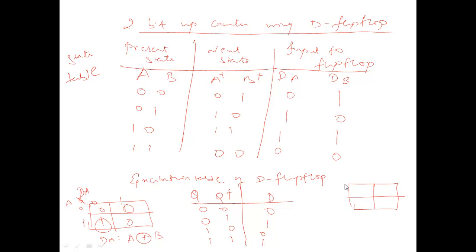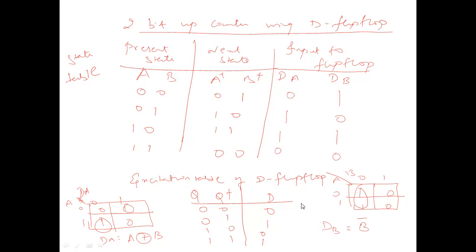So DB, this is A, B: 0 0, 0 1, 1 0, 1 1. So for 0 0 it is 1. For 0 1 it is 0. For 1 0 it is 1. For 1 1 it is 0. So you can realize it like this. You can write DB is nothing but B bar.